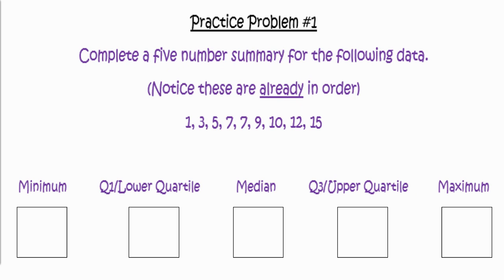Now, looking at your list of data, for your minimum, you want to make sure it's always in order from least to greatest.